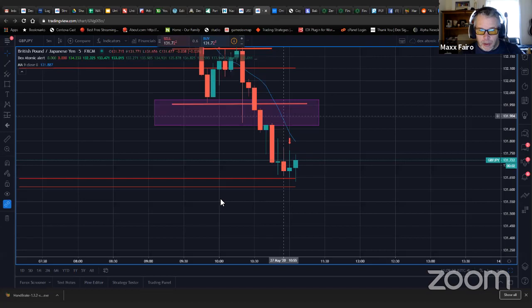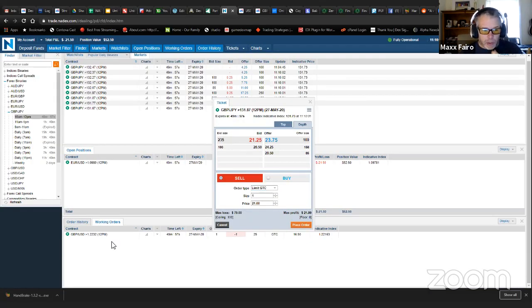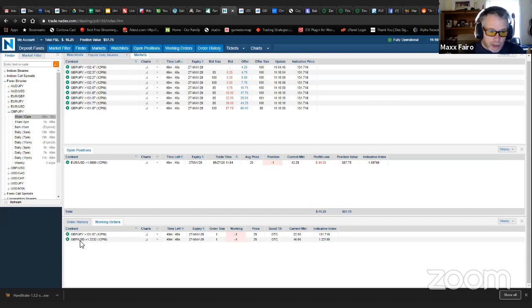So what I'm going to do is just do that in 25. We're going to do that on the place order, and we're going to make a working order. So we got two working orders, one for Great Britain pound JPY, one for Great Britain pound USD. If one of them is sort of done, right?